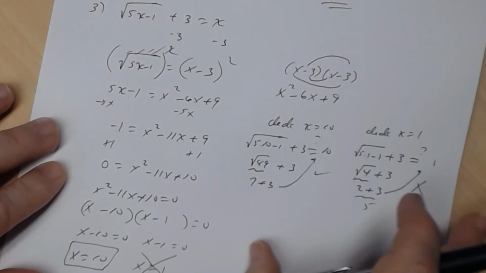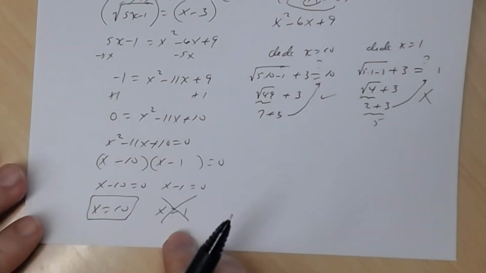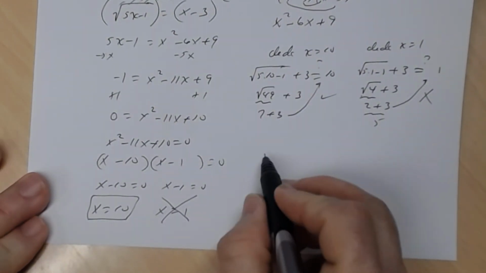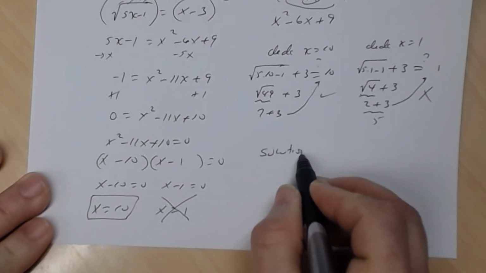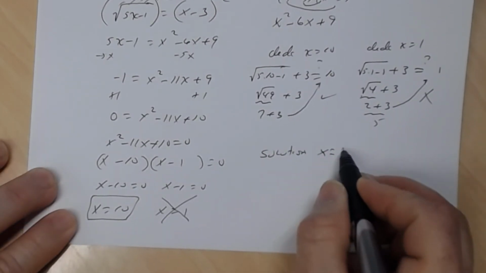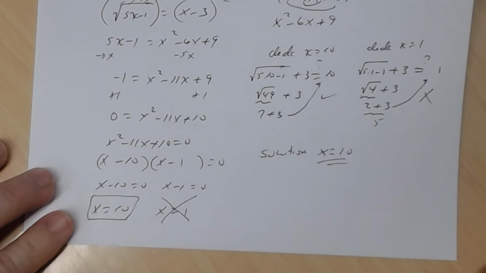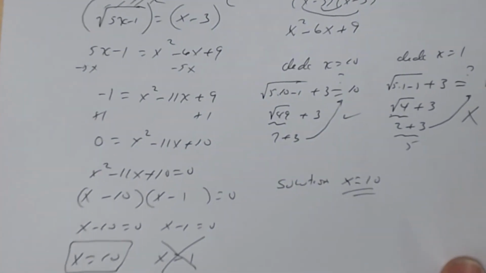So 1 would be considered an extraneous solution. So the only solution then would be x equal 10. That's your only solution. Okay, and then finally number 4.